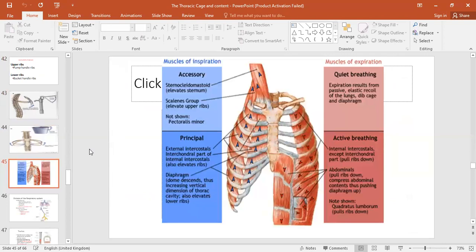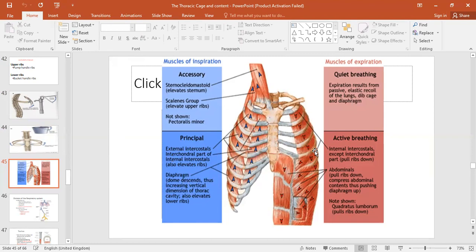Then here we have muscles of inspiration on one hand and muscles of expiration on the other. The main muscles of inspiration are the external intercostal muscles and the diaphragm. Of the two, the diaphragm is the major muscle of respiration. So when you're breathing in, you're using external intercostal muscles and the diaphragm.